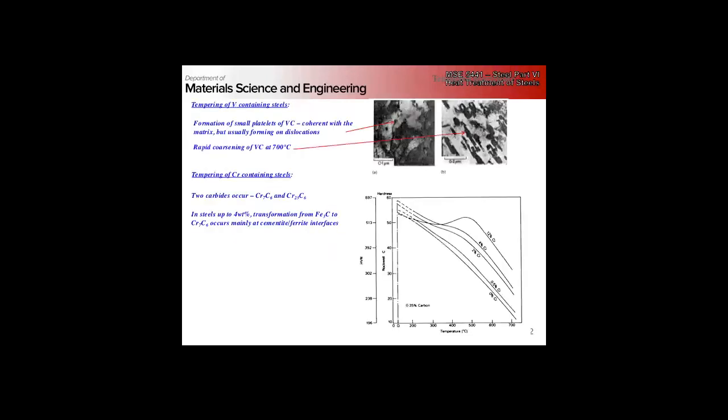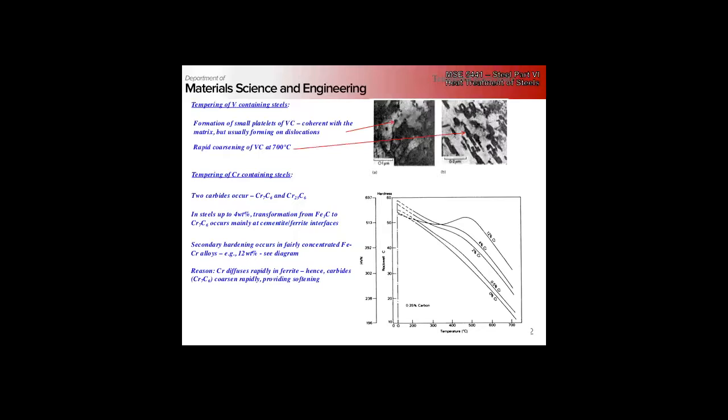So if we look at some specifics, right, and if we look at vanadium and chromium, vanadium is important because it forms these very small platelets, right, they nucleate heterogeneously but are coherent with the matrix, and then they coarsen very, very quickly, right? So the kinetics of these also becomes quite important, right? So we're going to have much more significant strengthening at these early stages than at the later coarsen stage.